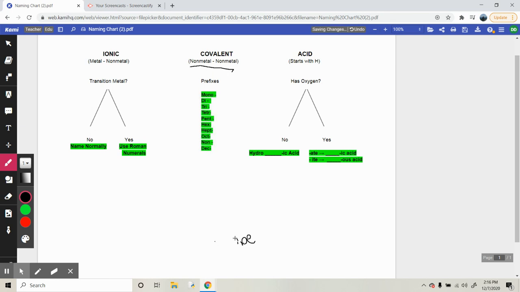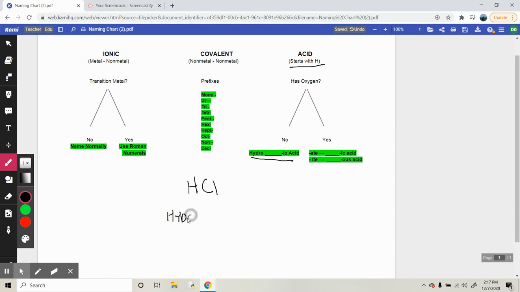Let's say that we have a compound of HCl. Right away, we should be able to tell that this is an acid because it starts with an H. So this is definitely an acid. Does this acid have oxygen? It does not. It does not have a polyatomic ion. It just has one singular atom. So we're going to be using this method right here.